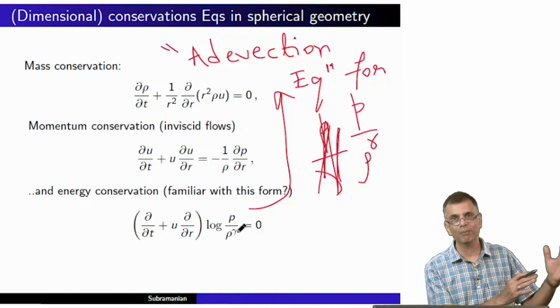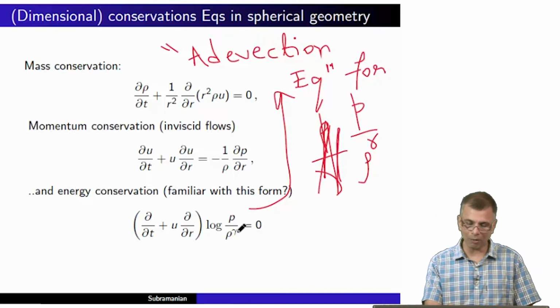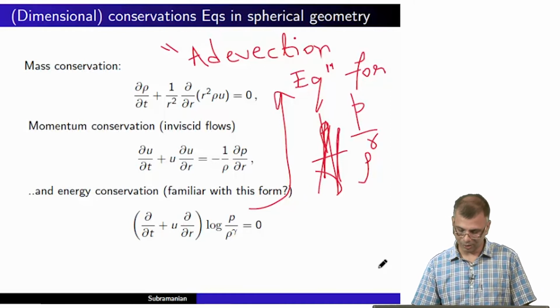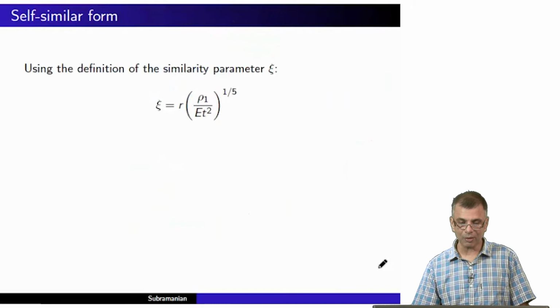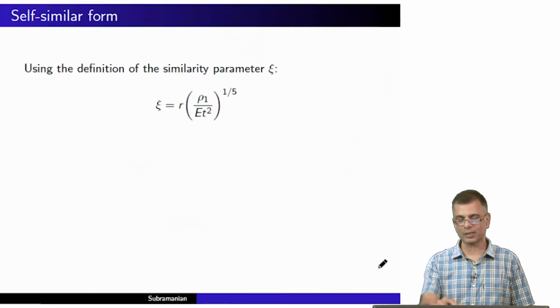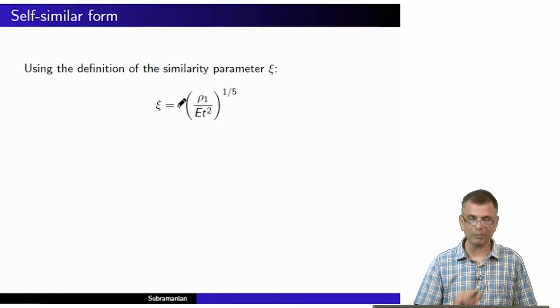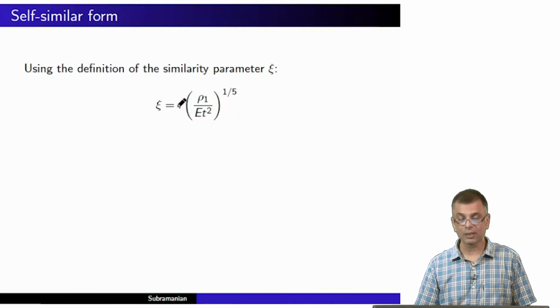The energy is simply advected along with the shock with the speed U. That's what the energy conservation equation is telling you. Okay? Now, using the definition of the similarity parameter xi, you remember this, right? This is how xi is related to the dimensional radius r.